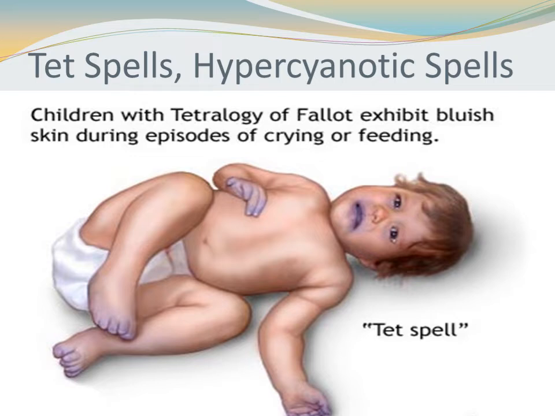So the management step is to increase the systemic vascular resistance by knee-chest position to shut down the circulation in the lower limb so that systemic vascular resistance increases. Then administration of oxygen, administration of soda bicarb, careful administration of fluid if there is hypovolemia, administration of morphine which will cause pulmonary dilatation, and administration of beta blocker which will reverse infundibular stenosis, infundibular narrowing.